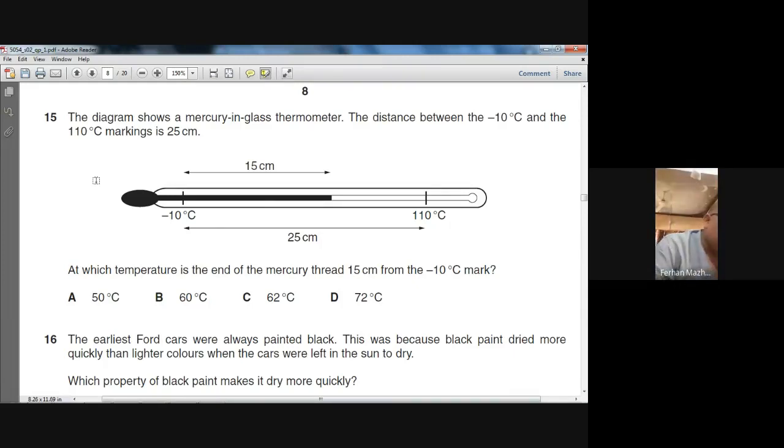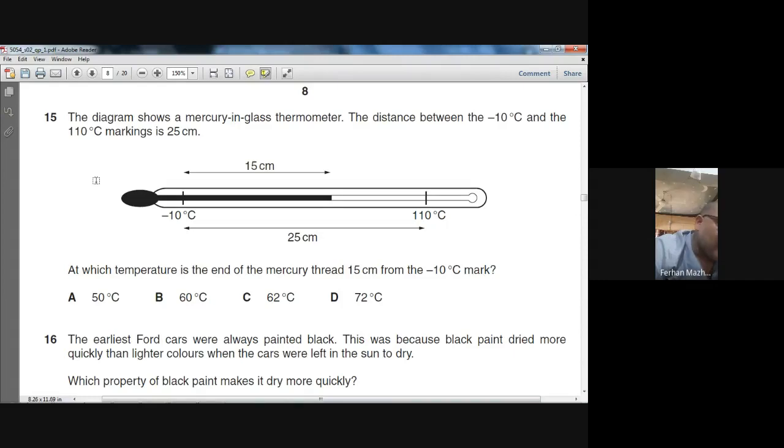So I will write (L3 minus L1) divided by (L2 minus L1) will be equal to (theta 3 minus theta 1) divided by (theta 2 minus theta 1). I will take a snap and I will share it with you. Just give me 1 minute.